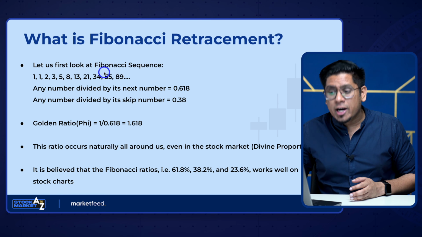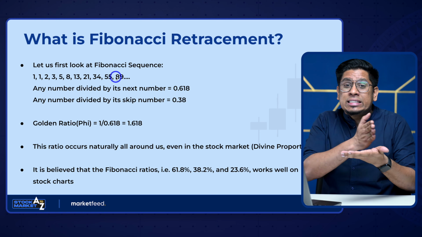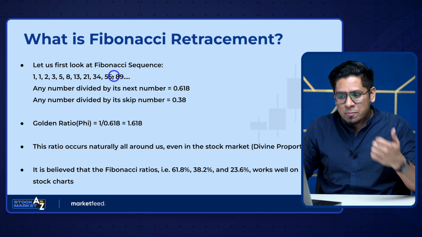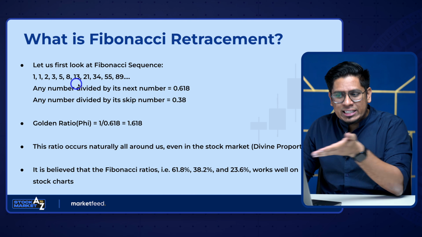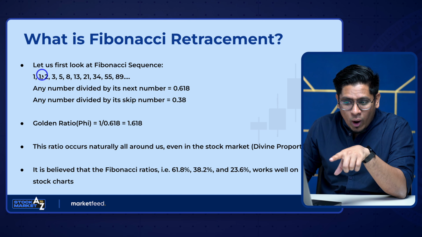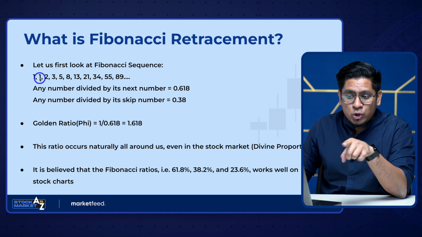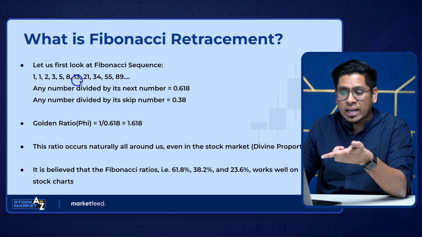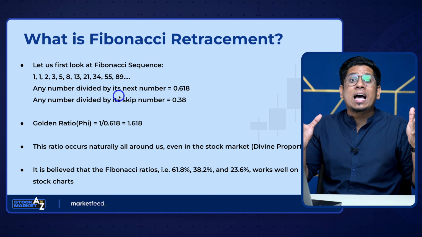So I hope you have heard about the Fibonacci sequence. This is a very famous, very popular sequence of math numbers, right? It is called the Fibonacci sequence. What is it? 1, 1, 2, 3, 5, 8. So how is the sequence made? Basically, you add one number plus the previous number, you get the next number. So 1 plus 1 is 2, 2 plus 1 is 3, 3 plus 2 is 5, 5 plus 3 is 8, 8 plus 5 is 13, 13 plus 8 is 21. I hope you get the point. Cool. So this is what the Fibonacci sequence is.